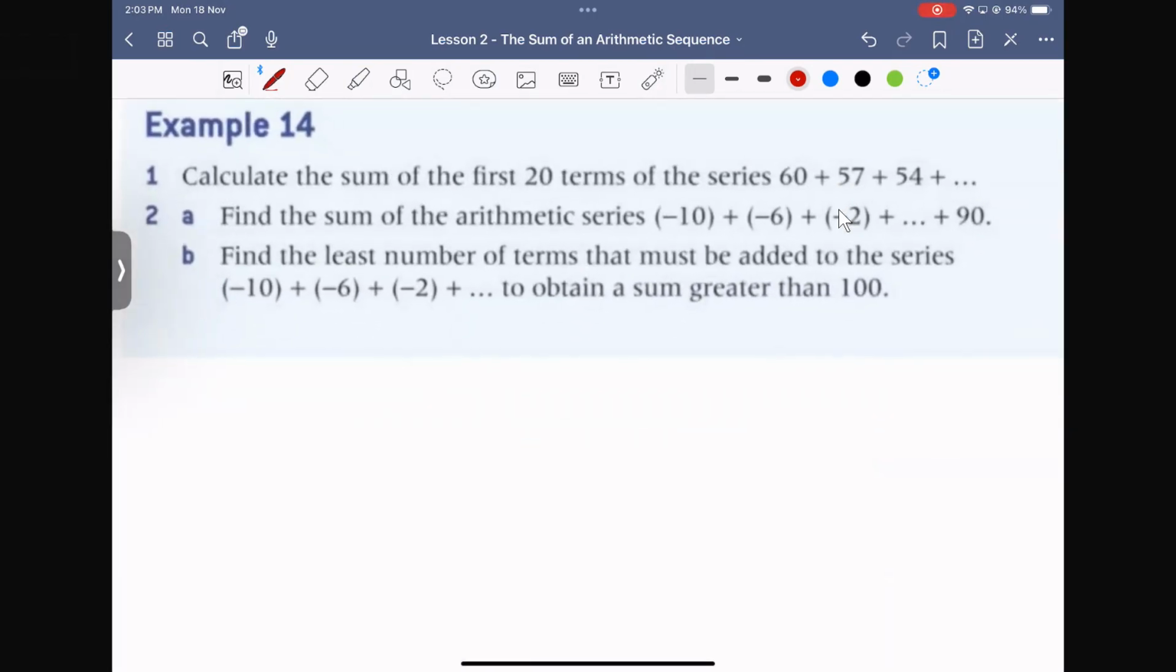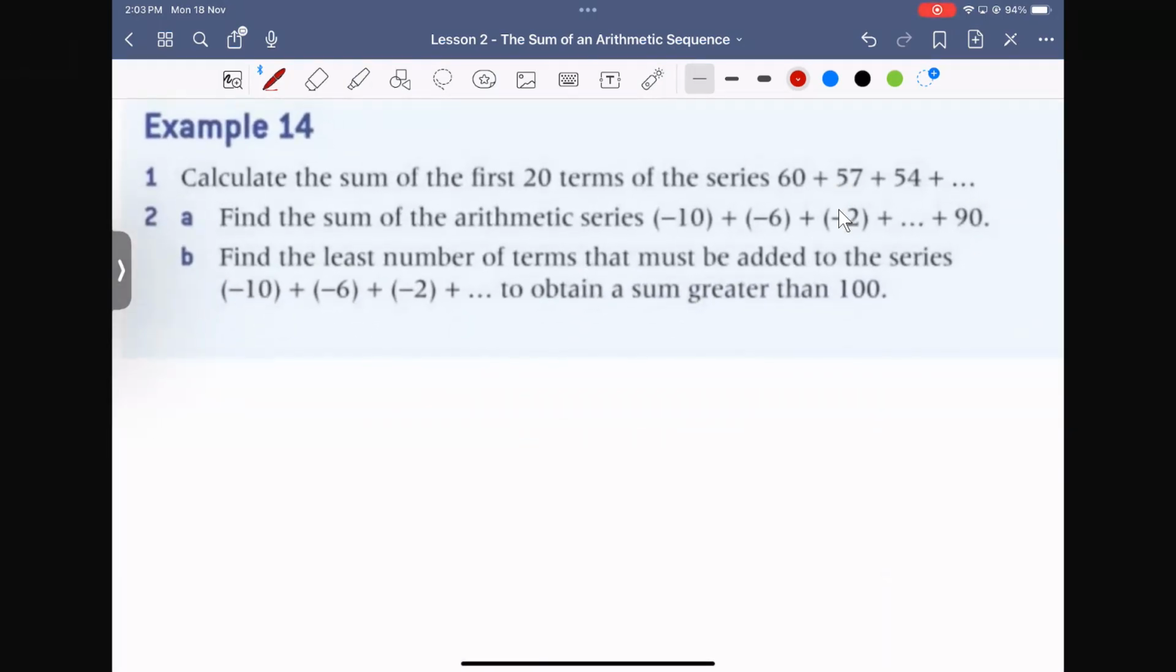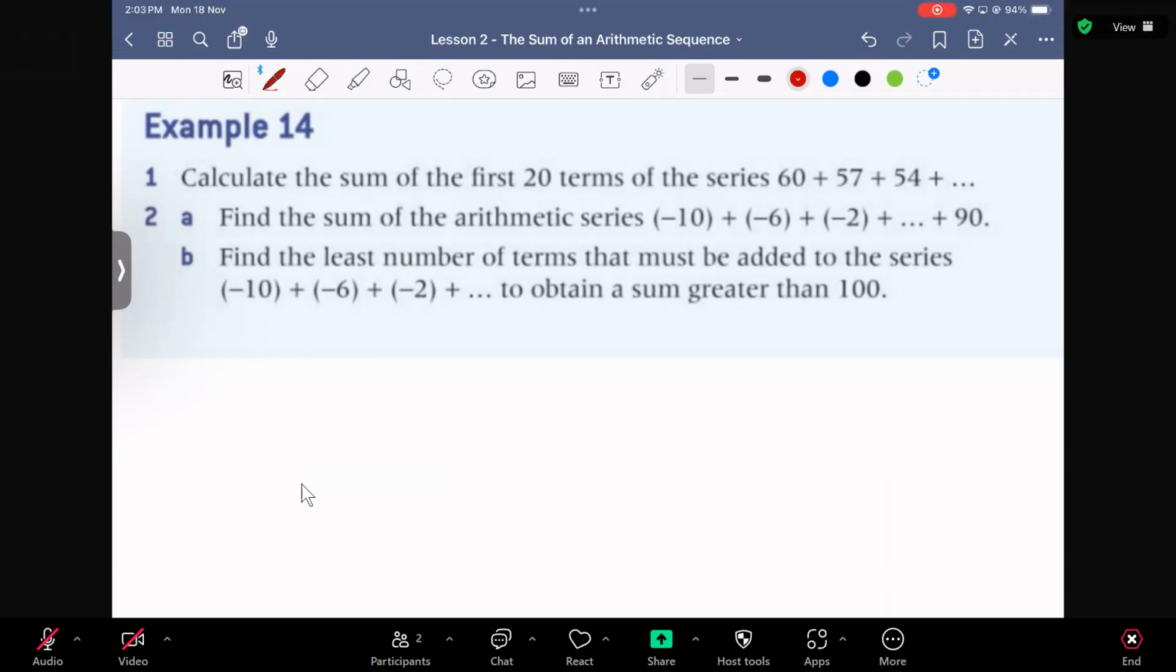Okay, let's have a go at using it. I'd like you to have a go at this problem for yourself. I'll give you 3 minutes for this.